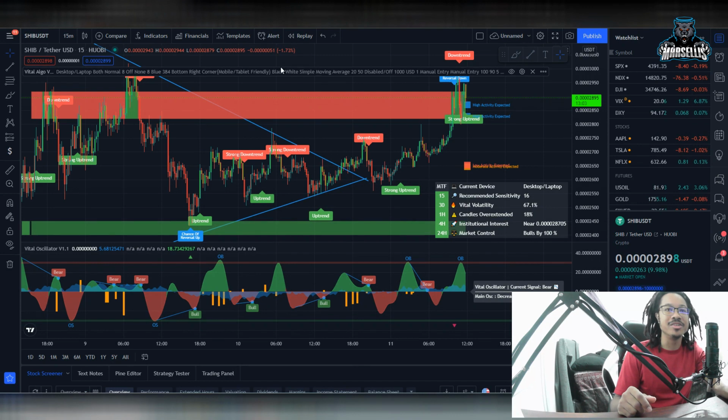We got to go over Shiba Inu here today. We got big movement going on in Shiba Inu. So, yeah, we're going to be going over this today.